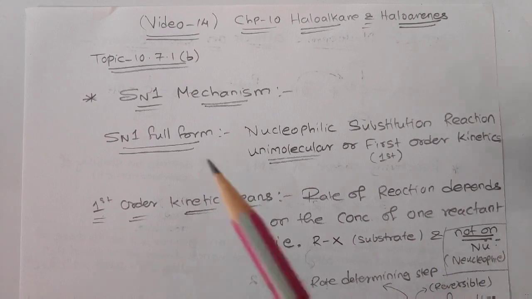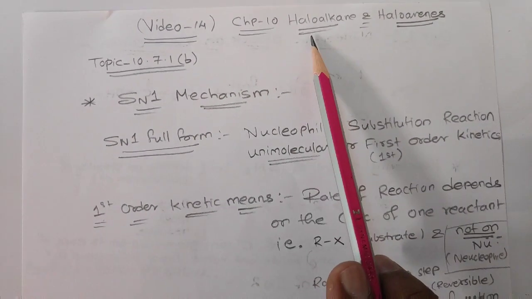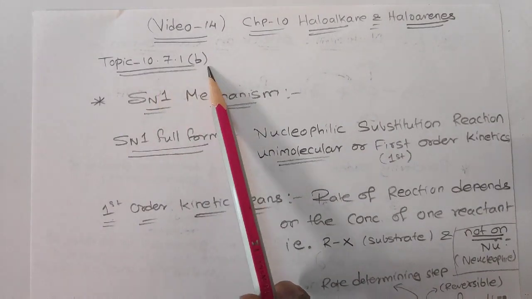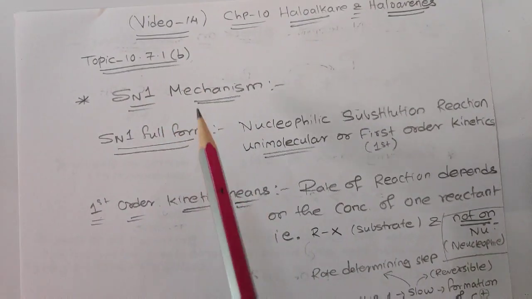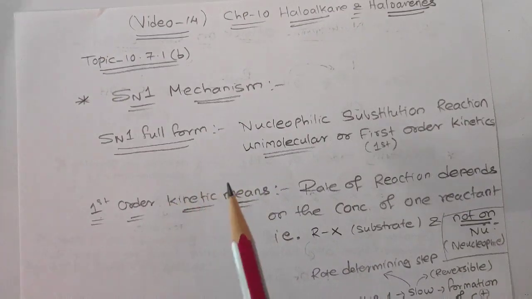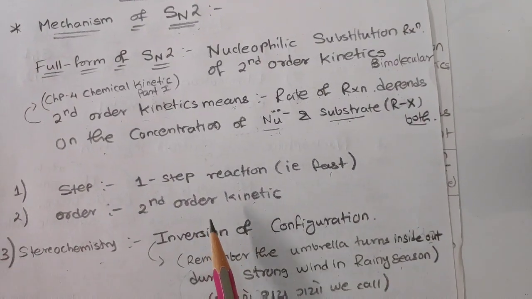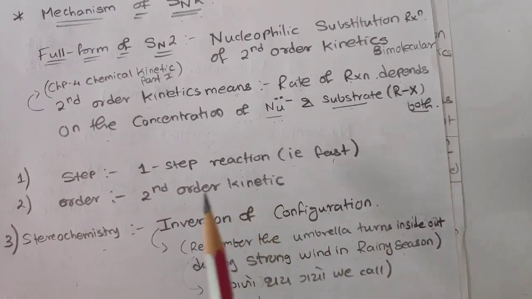School Navsari. This is video number 14, chapter Haloalkanes and Haloarenes, topic 10.7.1b. Now, before going to this SN1 mechanism, last time we discussed the SN2 mechanism. We will revise it a little, and one part that was left out we will discuss.